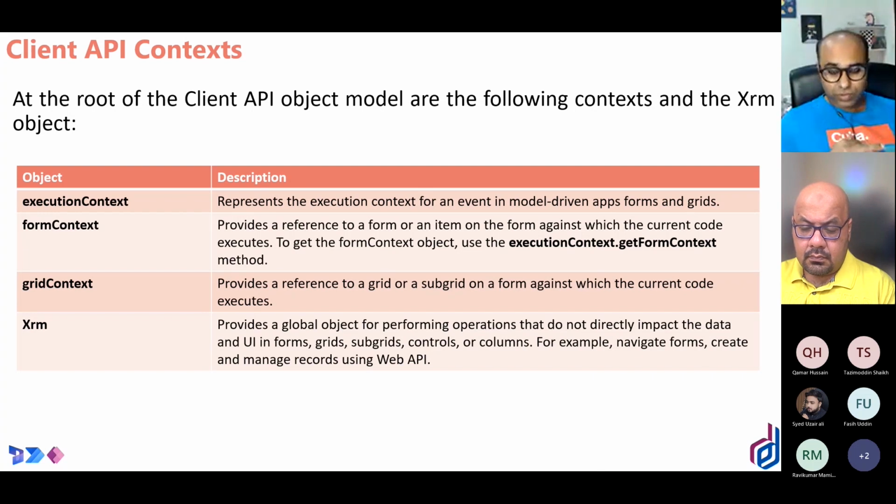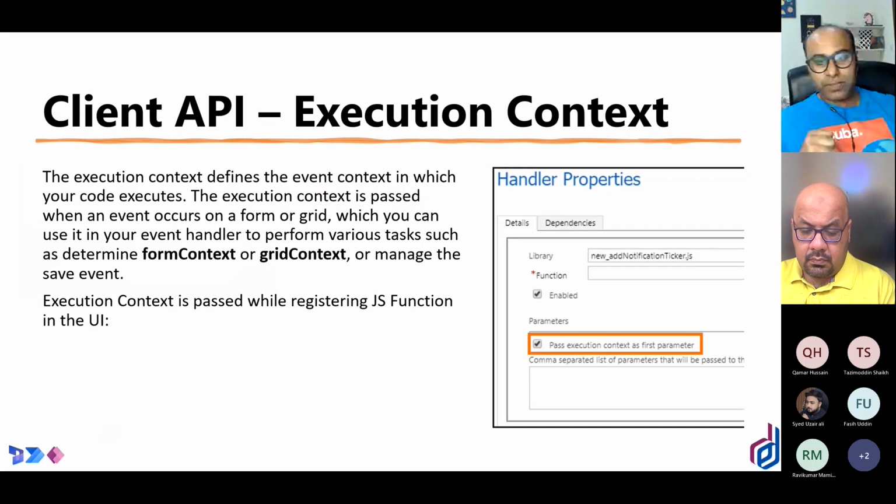Grid context is also something that on a form we can have a subgrid. So let's say on the account, if we have an opportunities grid, we can get the grid context, so we can do functions on the grid also. We'll mostly focus in today's session on execution context and form context. Okay. Now, a little bit more on the execution context.